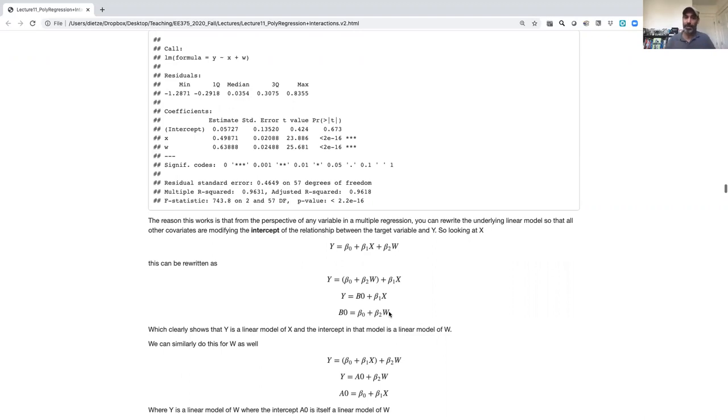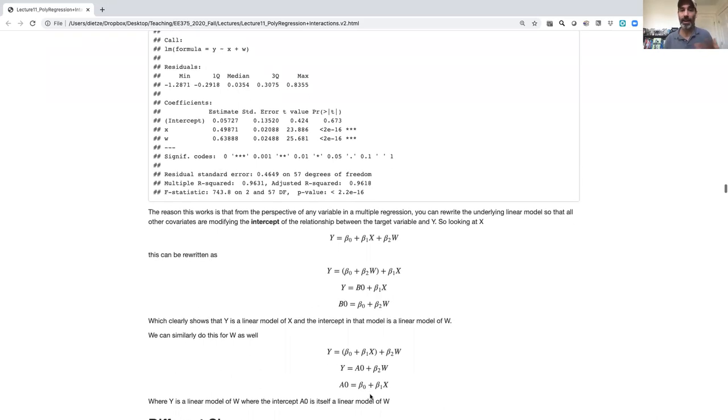So just making it clear that we didn't dive into this in detail when we talked about multiple regression, but that's essentially the assumption built into multiple regression: from the perspective of any one variable, you can always refactor things such that the effect of the other covariates is on the intercept. And this latter bit of math is just so I can rearrange this from the perspective of W. I can write a model between Y and W where the intercept and the relationship between Y and W is a function of X. That's showing how our default multiple regression model is actually working.